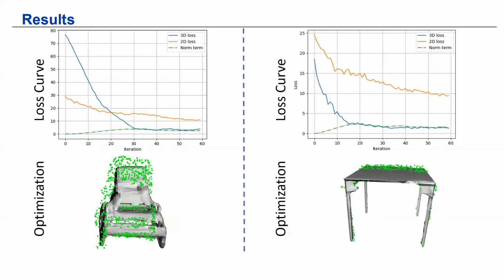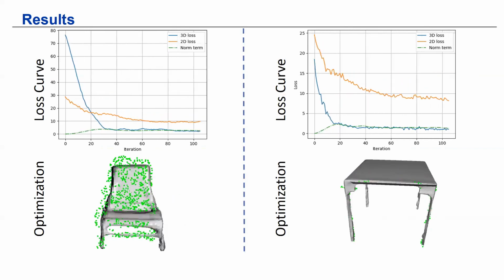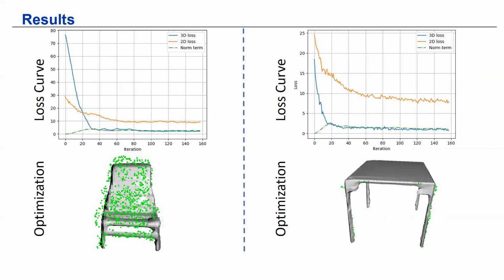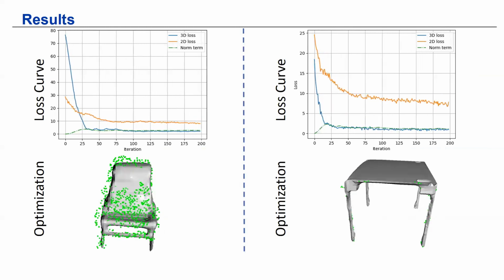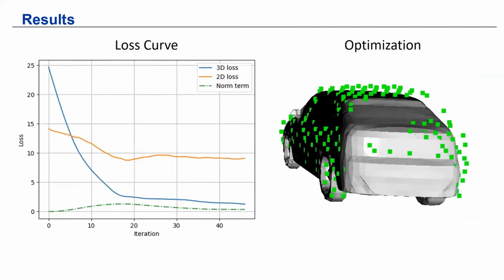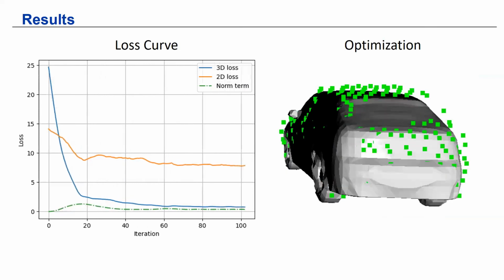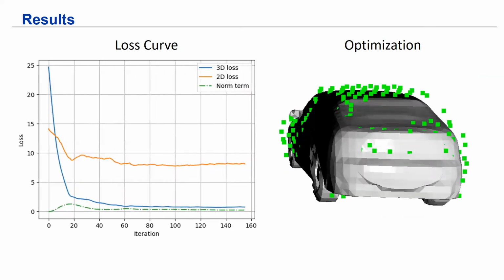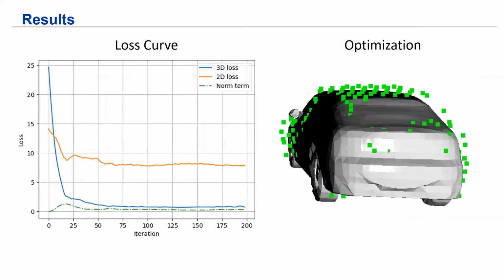And here are two examples on the indoor ScanNet dataset. We can see the object shape and pose can be gradually recovered when minimizing our loss functions. And here's an example on the outdoor KITTI dataset. We can see the optimization has converged and the object shape and pose are correctly estimated.